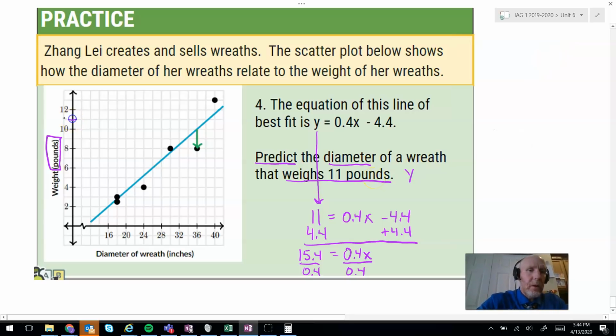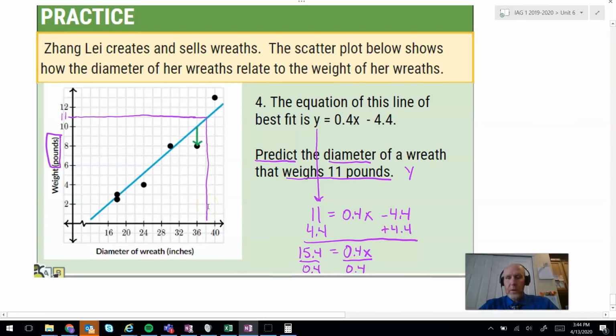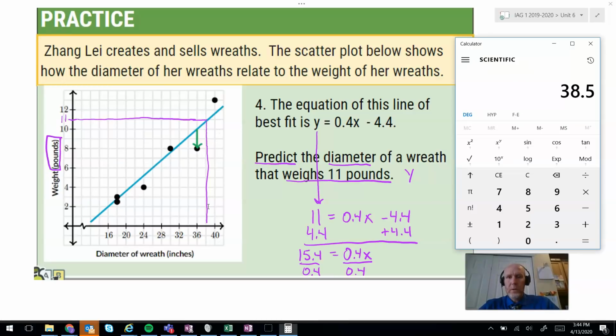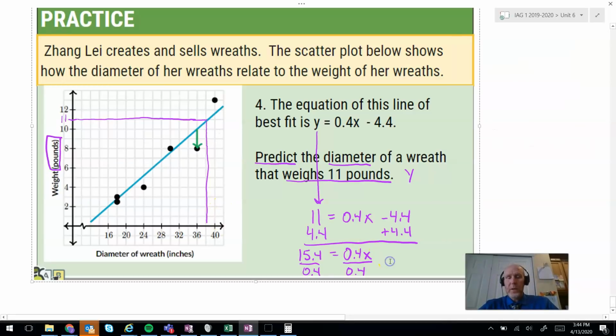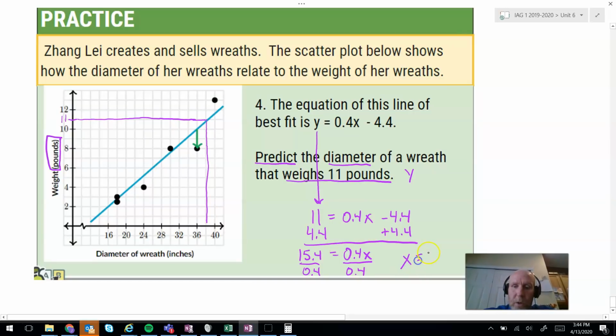11 is right here on the y-axis, and if we go over to our line of best fit, we are pretty much right at 38. The calculator tells us 38.5, and so that's a little bit more accurate, so we are going to go ahead and go with x equals 38.5 inches.